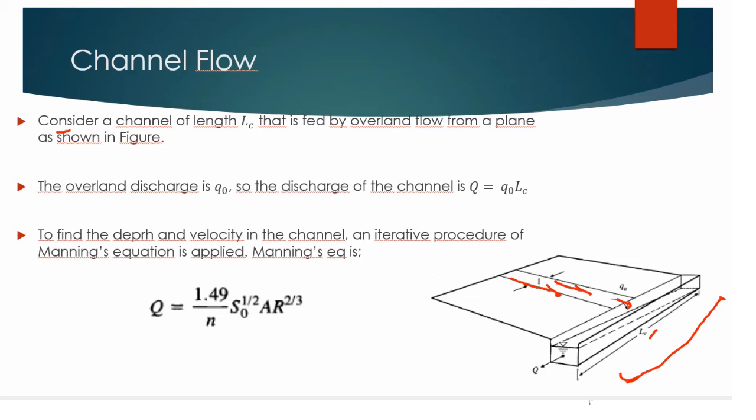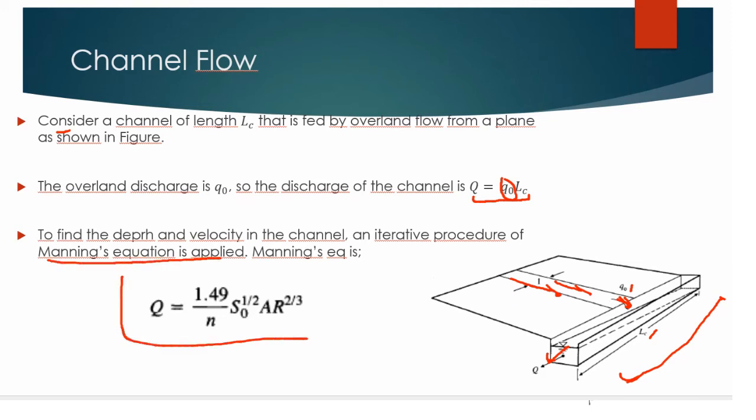The overland discharge is Q0, as we see here, feeding this channel. So the discharge of the channel, the capital Q, is Q0 times LC. We know that this is the flow rate per unit width, so Q0 LC is going to give us the flow rate of this channel. To find the depth and velocity in the channel, an iterative procedure of Manning's equation is applied.